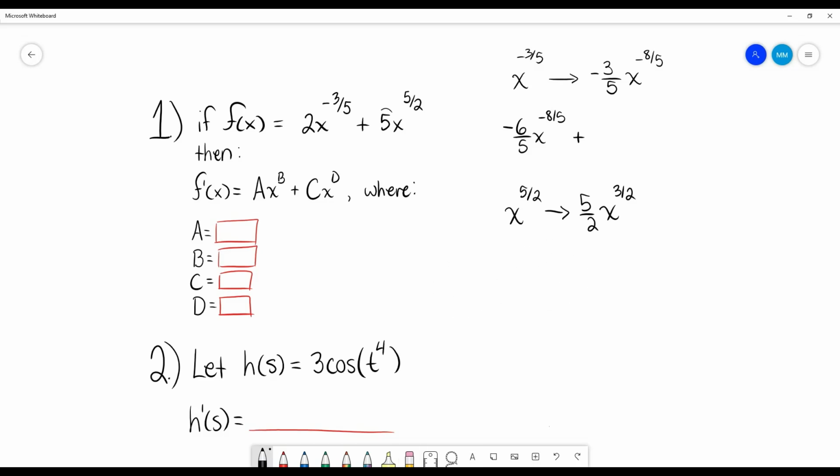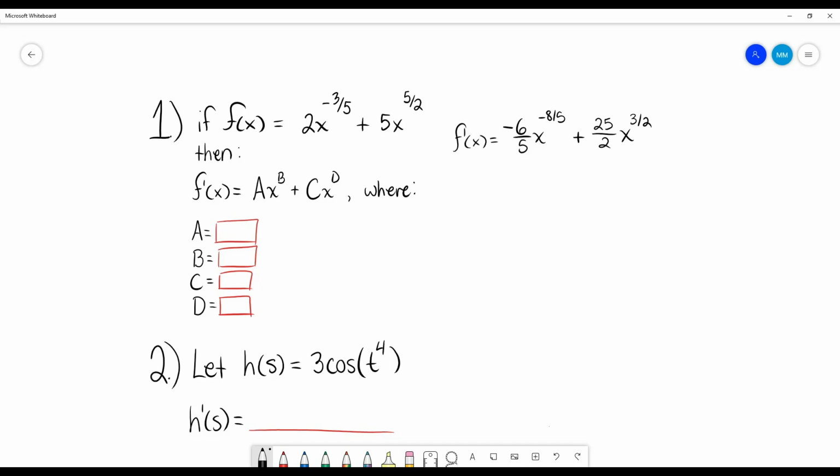And we notice here that there's a 5 in front. So it's this times 5. So 5 times 5/2 is going to be 25/2 times x to the 3/2. And there we go. That's our derivative of f of x, because there's no more terms. There's no other rules that we have to apply there. All that was our power rule. So there's our derivative.